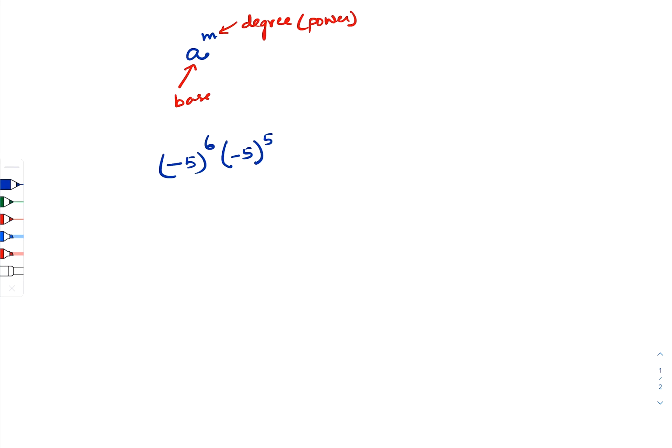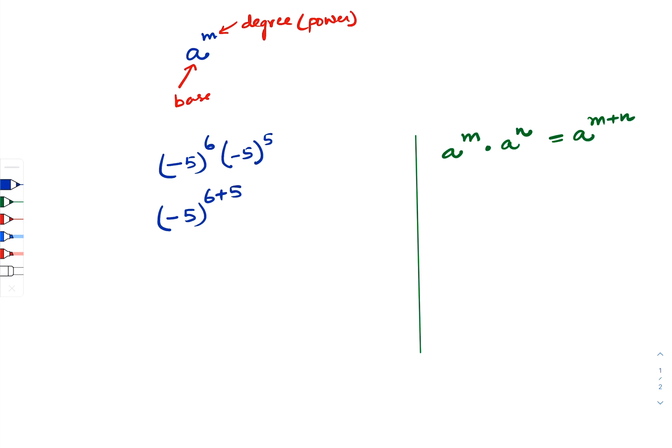So the rule out here is, I'm going to put that in green out here on the right hand side. The rule is if you have a raised to the power m times a raised to the power n, then that is equal to a raised to the power, because the bases are the same, you add the powers, okay? So it's a raised to the power m plus n, okay? So we're going to apply that logic out here. So then that's going to become negative 5 raised to the power 6 plus 5. All right. And that is equal to negative 5 raised to the power 11.